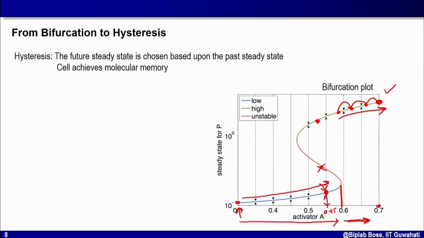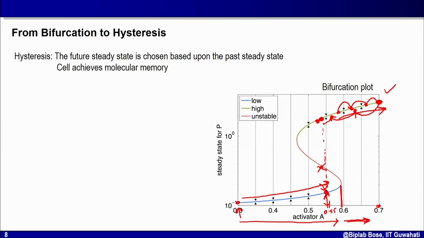So where will it go? Obviously, it will follow this green line and drop somewhere here. Then if I reduce it further, it will go somewhere here. Now if I reduce A further, suppose I reduce A to this value at 0.55. So at 0.55, again the system has two options. Either it can stay on this green line, which is a stable steady state, or it can also jump to this lower one, which is also a steady state on the blue line.